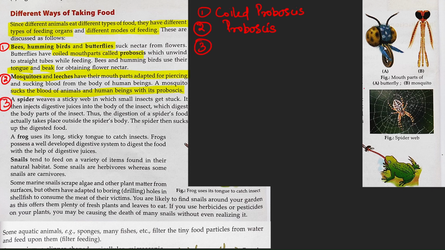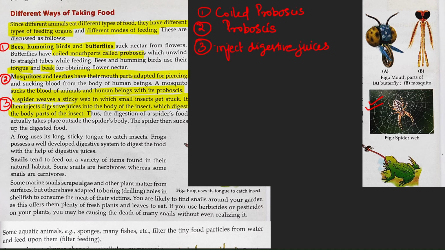Third, inject digestive juices into the body of the prey. Okay, so a spider weaves a sticky web in which small insects get stuck. It then injects digestive juices into the body of the insect, which digests the body part of the insect. Okay, here what they mean is prey.